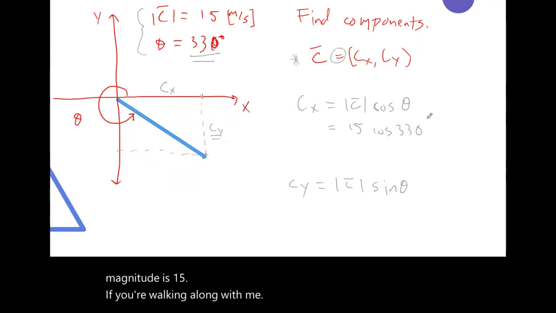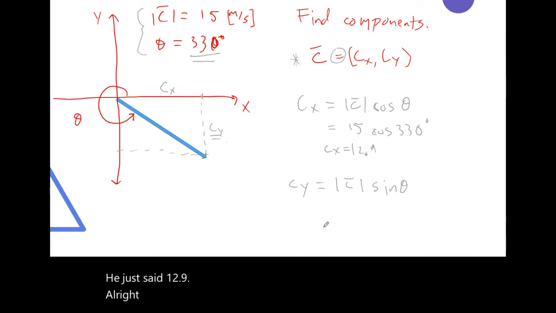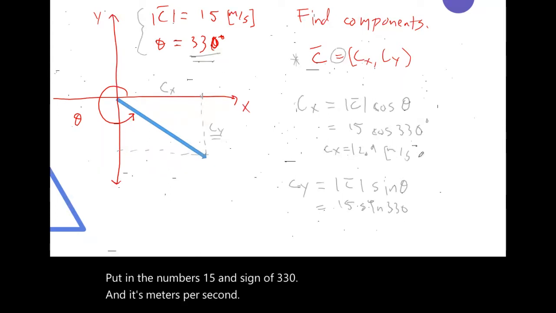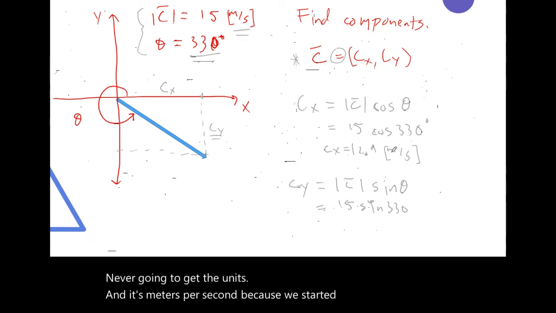Cosine of 330. Putting it into our calculator, that is, what's that, 12.9? Alright, okay. And our y component is going to be, let's see, putting in the numbers, 15 and sine of 330. And that's meters per second. Never want to forget the units. And it's meters per second because we started with meters per second, right?